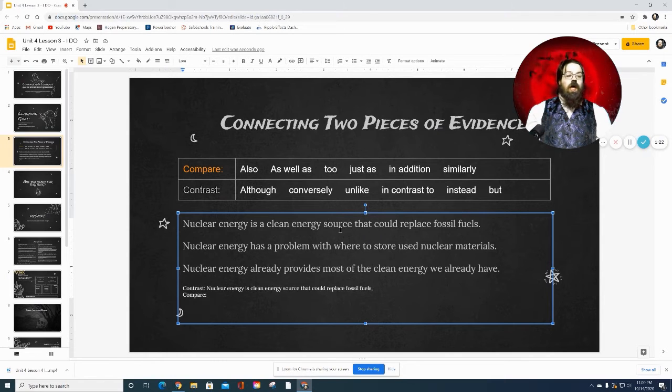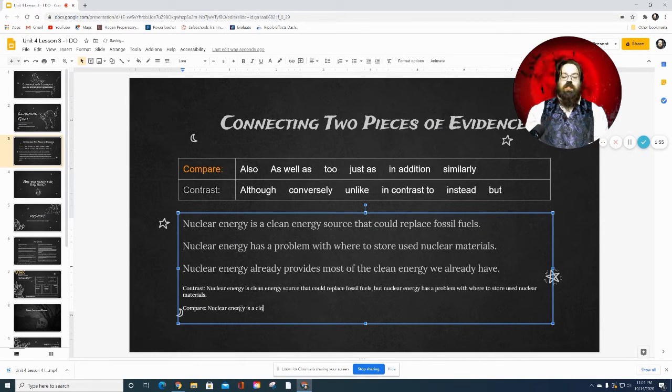Okay, so the first one is positive about nuclear energy, and this one says it has a problem, so I'm going to assume that's contrasting because they're different. So I'm going to pick out a contrasting one. I'm going to say but, looks good, right? But nuclear energy has a problem with where to store and use nuclear materials. Bam, done. Wrote a contrasting sentence connecting two ideas using a contrasting signal word.